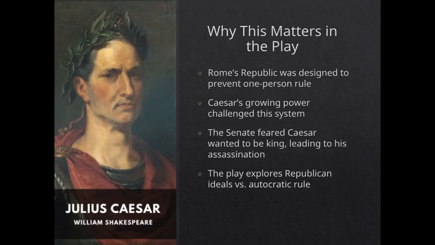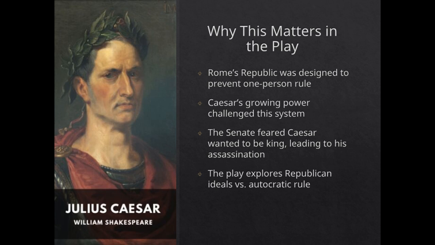Rome's government was designed to prevent one person from taking full control, but Caesar's rise threatened this balance. His increasing power led to fears that he wanted to be king, which ultimately led to his assassination. The play explores themes of republicanism versus autocracy, persuasion versus manipulation, and loyalty versus betrayal.